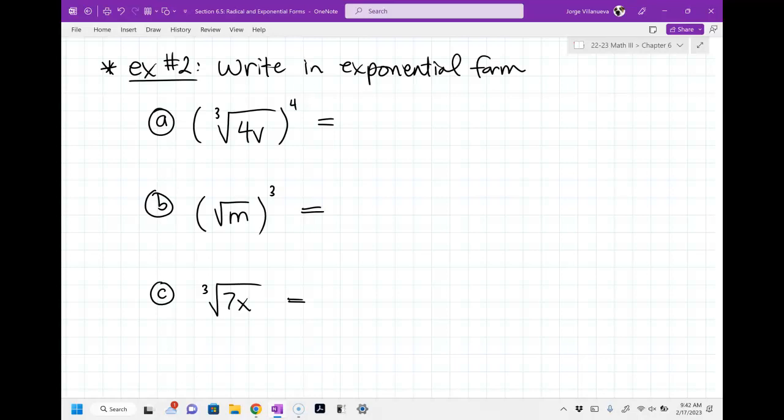For part A, I have the cubed root of 4v to the 4th power. Okay, the cubed root of 4v to the 4th power. So I'm going to write 4v like this. Okay, and then I have a fraction. What's the numerator on my fraction? The top number. The 4. Yeah, the 4. The index goes on the bottom. So 4/3. That's it. 4v to the 4/3.